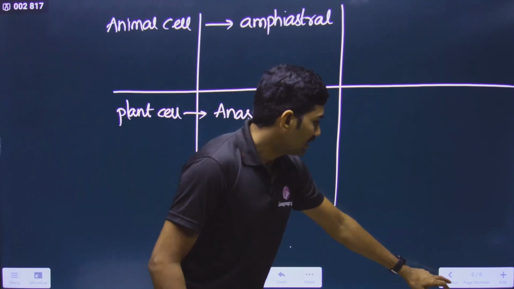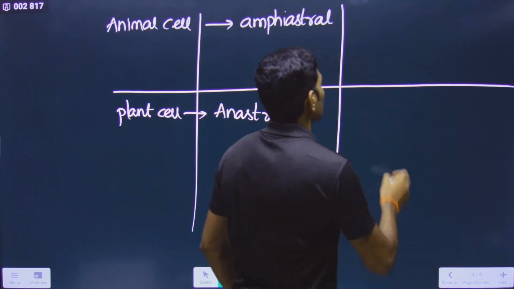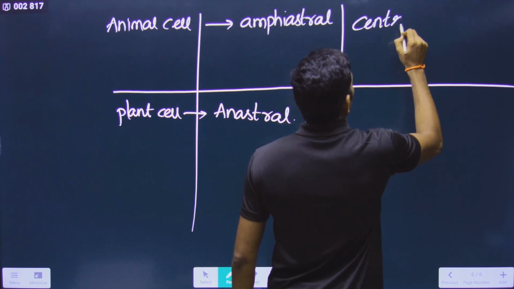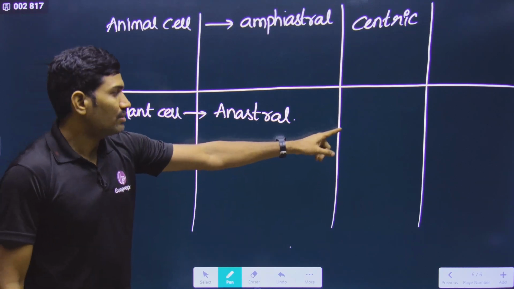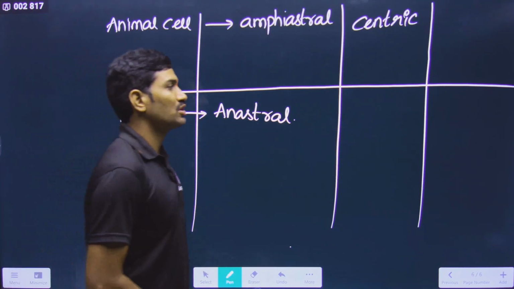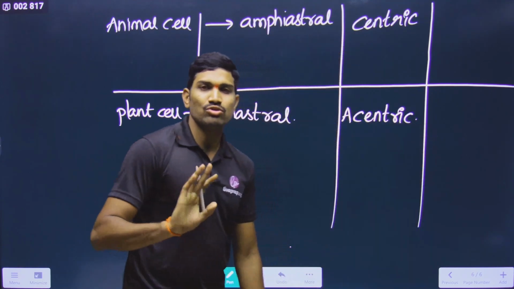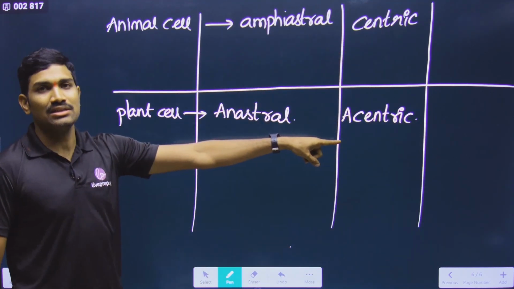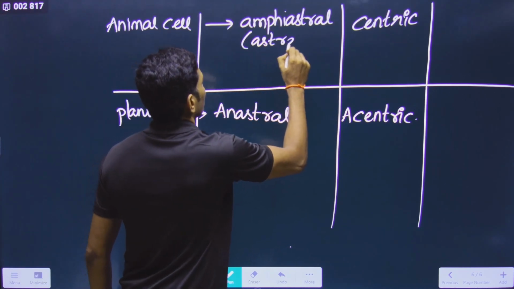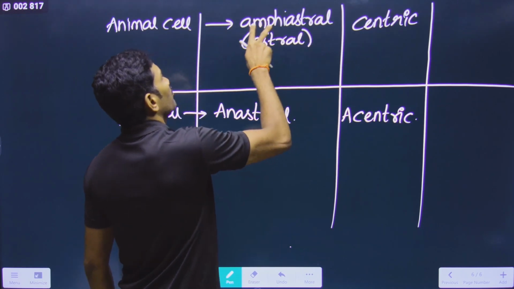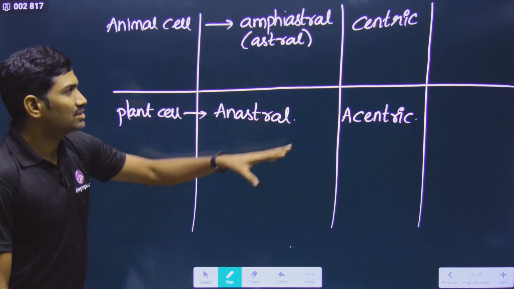Next one, in the case of animal cell, the centrosome is present. That's why it is called centric; centric spindle poles are formed. But in the case of plant cells, centrosomes are not present. That's why it is called acentric, that means centrosomes are not present. Please understand these words. This amphiastral is also simply called astral. You can say simply astral means asters are present. How many asters? Two asters are present. That's why amphiastral: on both sides asters are present. In this way we use some names.